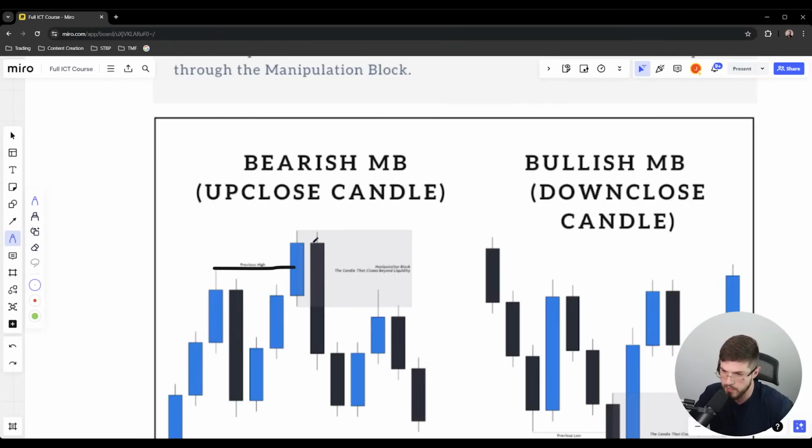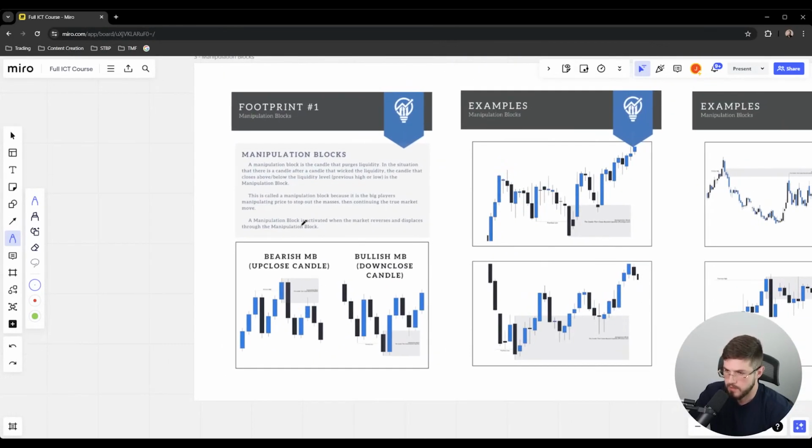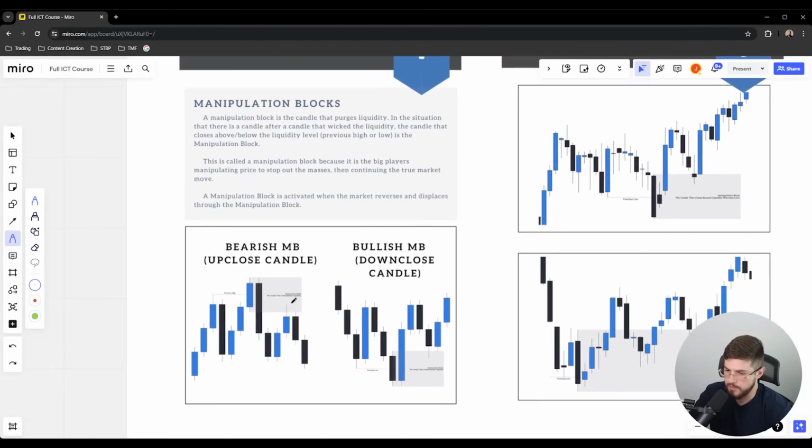Now, what is it engulfing? When this candle's body engulfs this candle's body, okay? Very, very powerful concept, okay? This is going to be one of the most powerful things you will ever learn from me or ever learn as a trader, period.